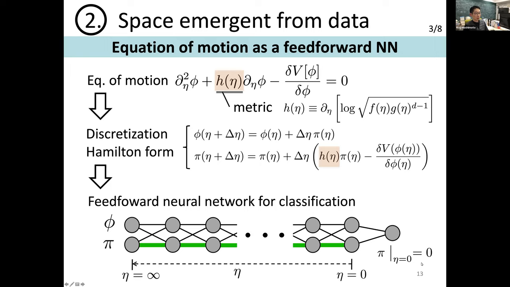So in this way, you can cast the question of finding a proper metric for this scalar field equation of motion into the problem of optimizing the weights in this very special neural network.